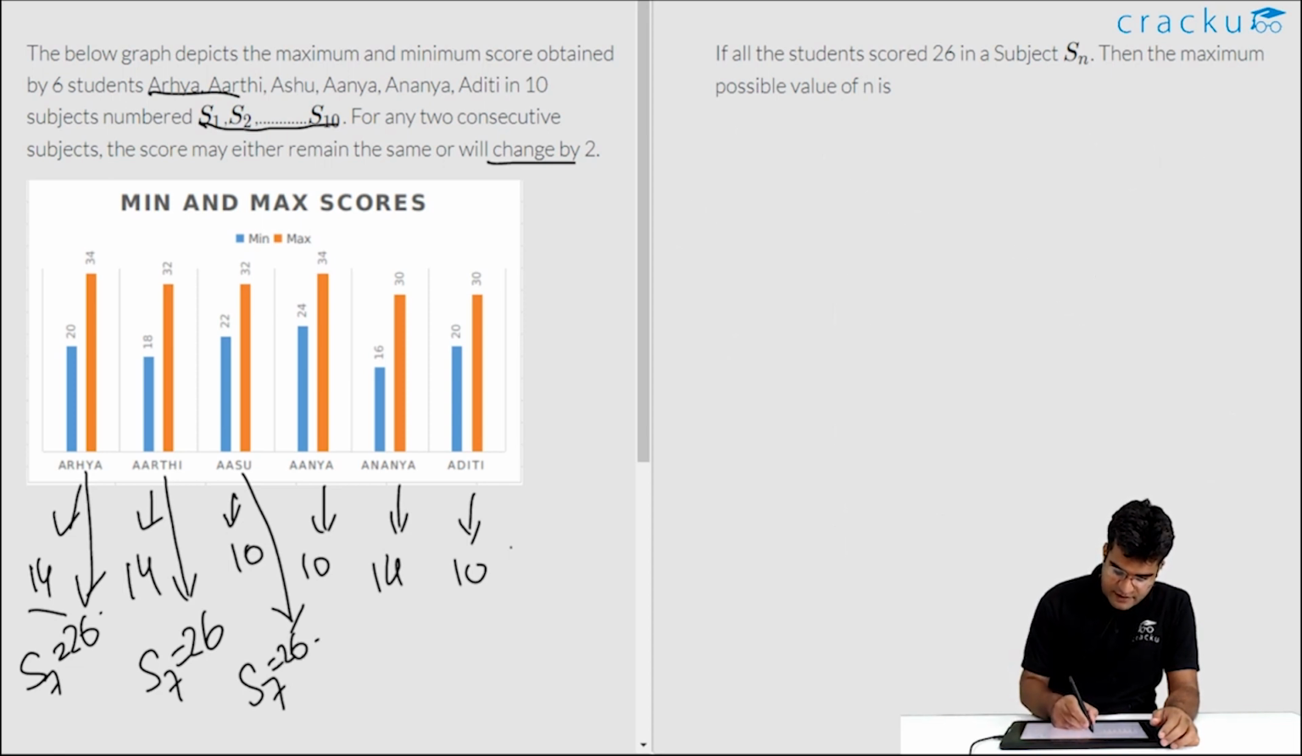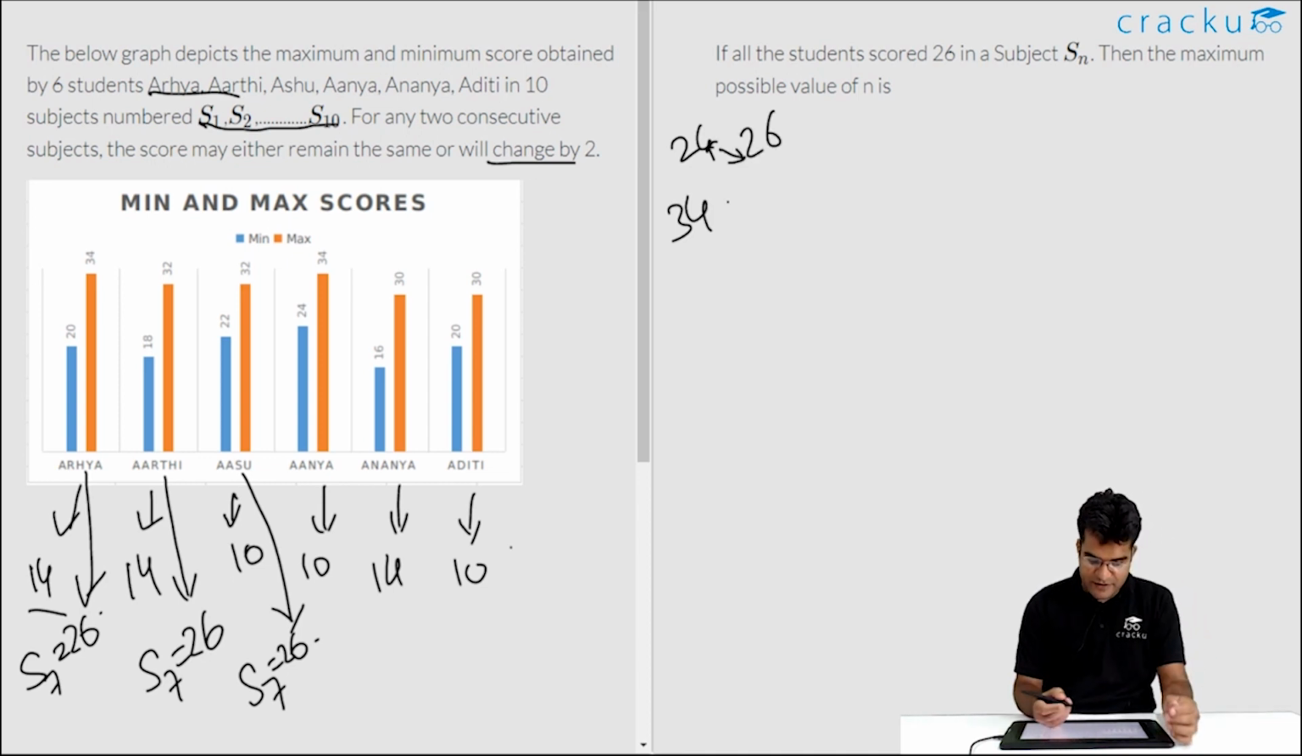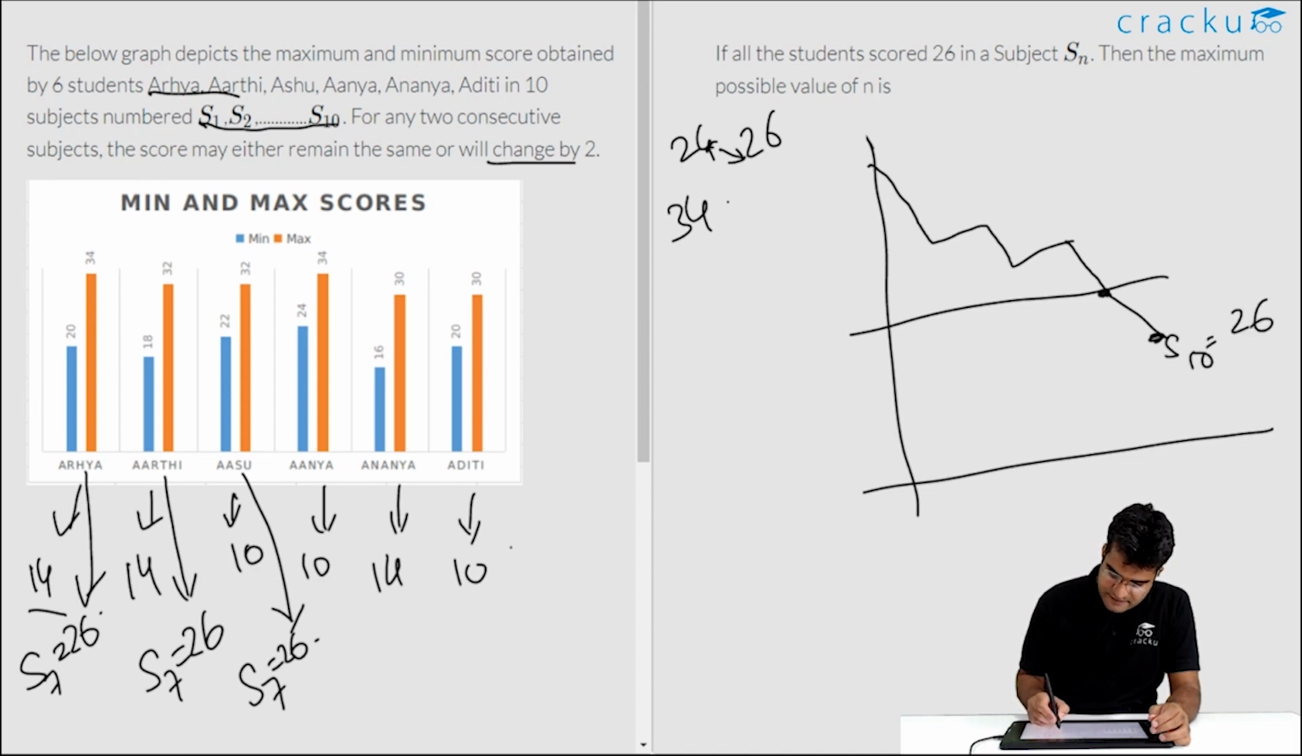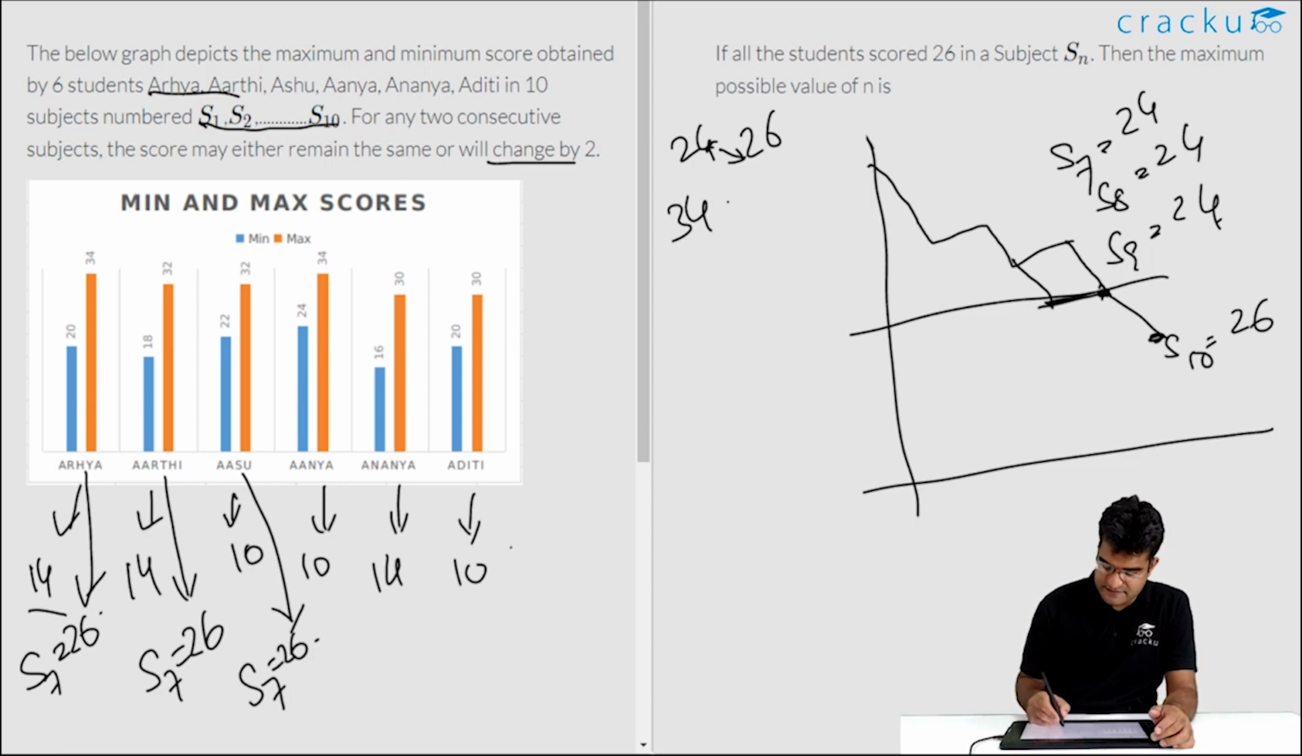Now for Ananya, her minimum is 24 and her maximum is 34. Clearly 24 is closer to 26, so it will be a downward trending graph. If you draw from 34 flat somewhere, this is S of 26. Finally she will intersect it here and then she will come down. S of 10 is equal to 26. In her case, S of 9 itself can be 24. So S of 7 can easily be 24, where you can say that S of 8 and S of 7 are also flat. So S of 7 is equal to 24, S of 8 is equal to 24, S of 9 is 24, and then S of 10 is equal to 26, where it falls. So again, this is quite possible.